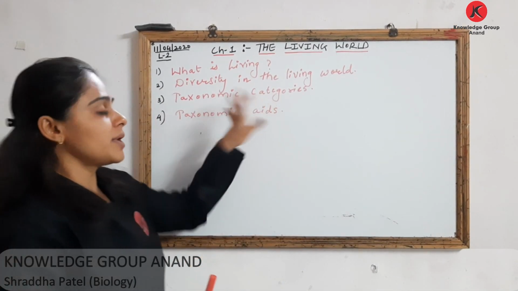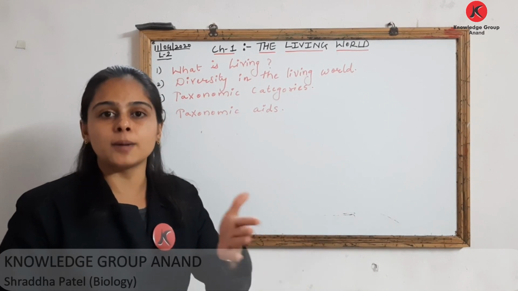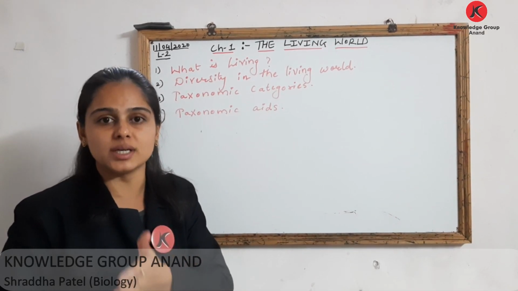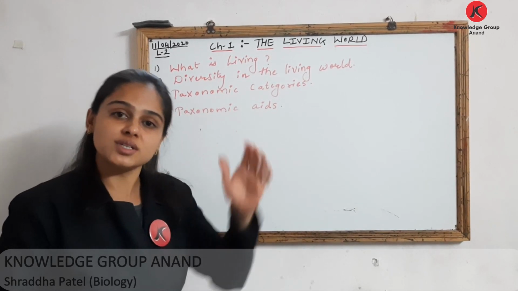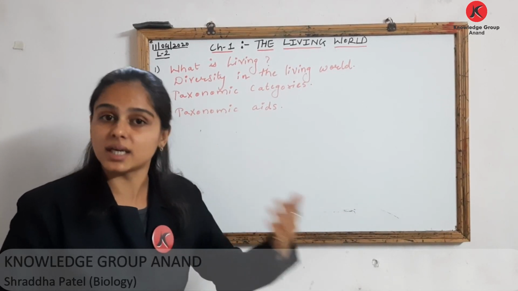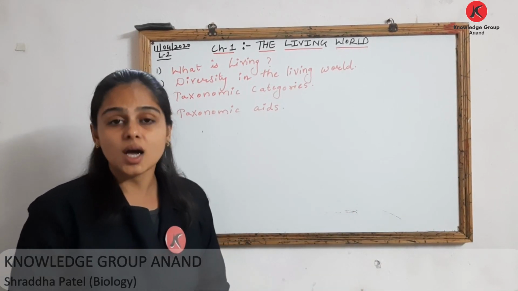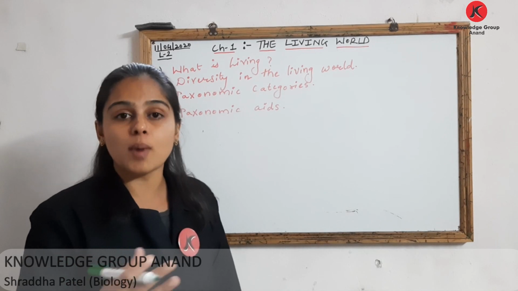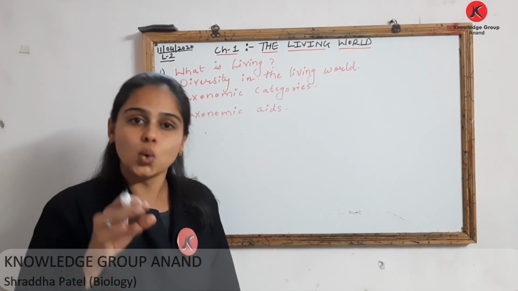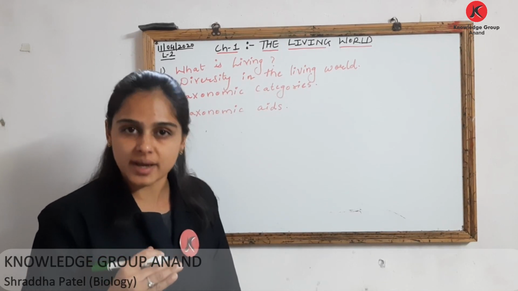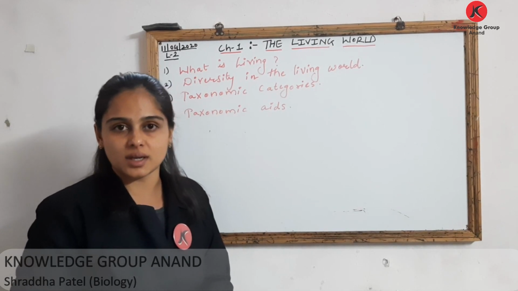Now taxonomic category, I guess you people have understood it before: kingdom, phylum, class, order, family, genus and species. Okay, so in taxonomic categories we are going to discuss all this in detail. What is kingdom, what is phylum, what is order, what is species, what is genus. I guess you people have also understood binomial nomenclature which was given by Carolus Linnaeus. That is also present in this chapter. Okay, apart from this, lastly I have written taxonomic aids.